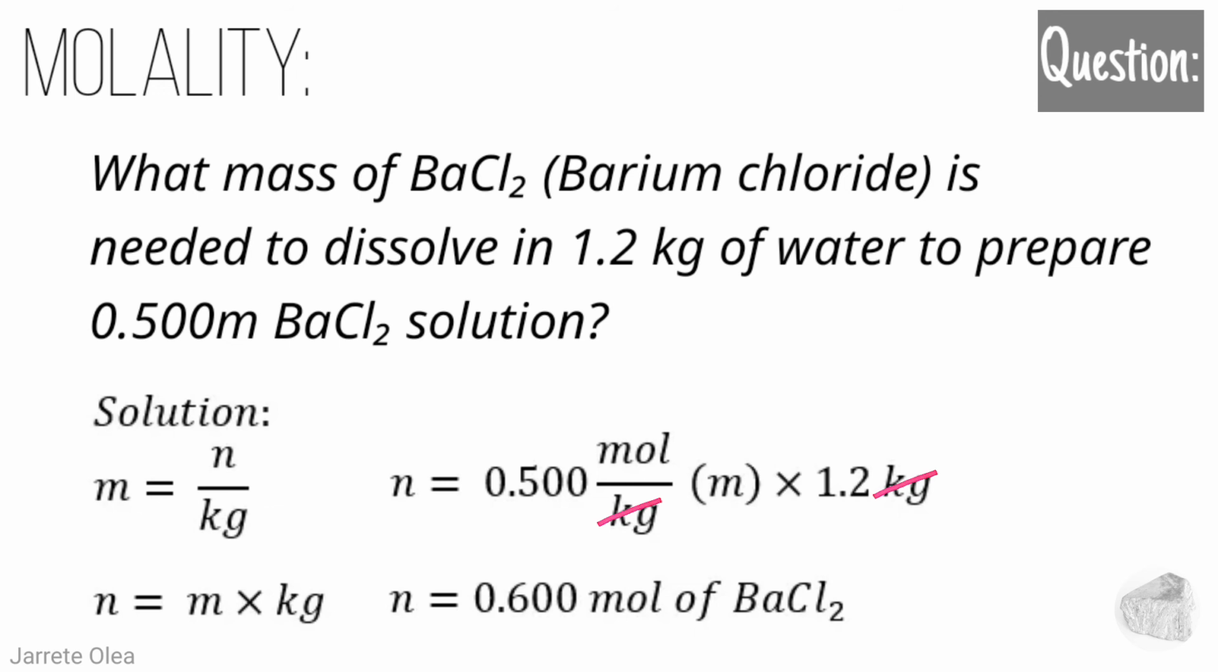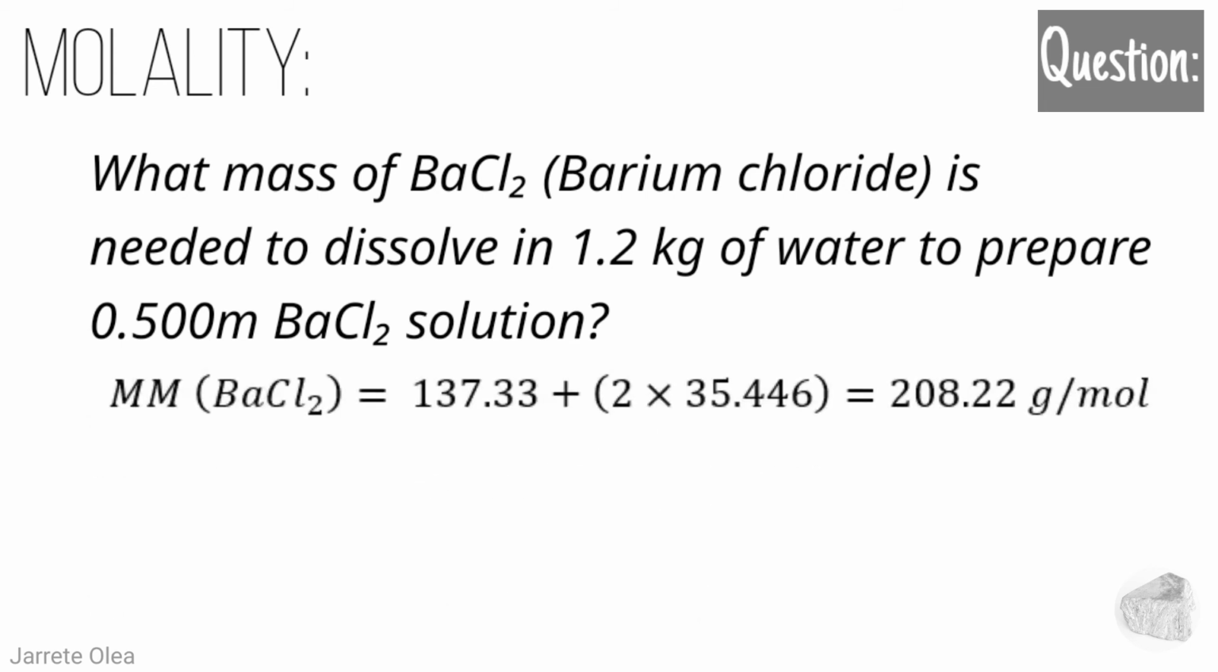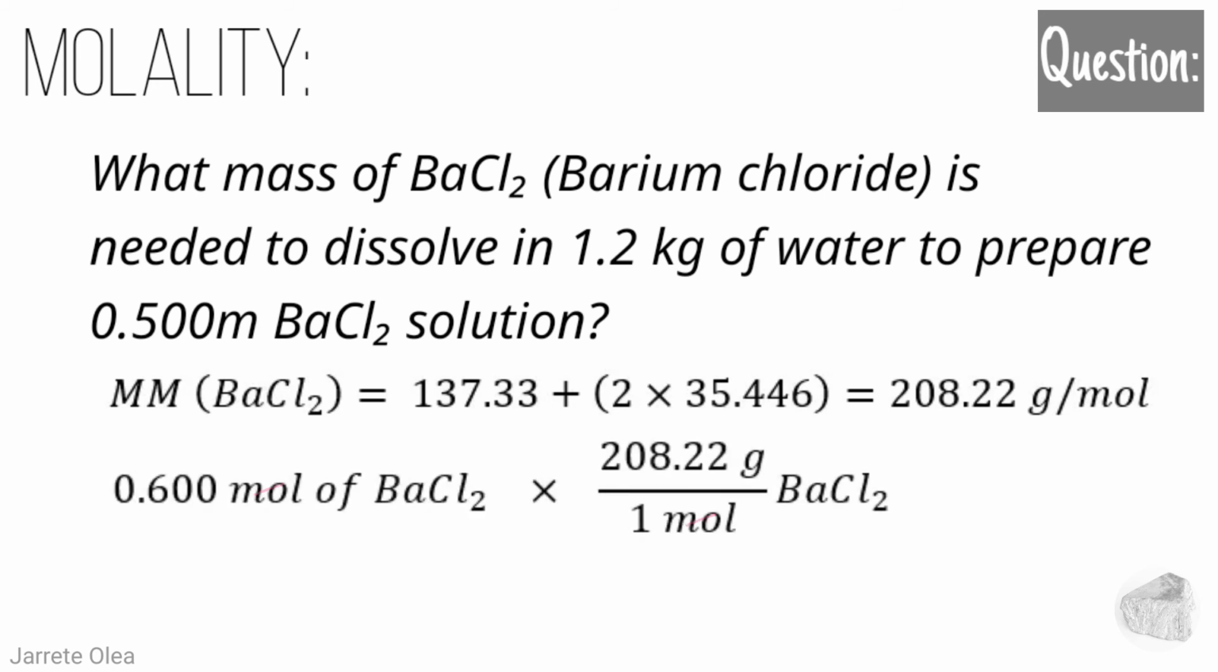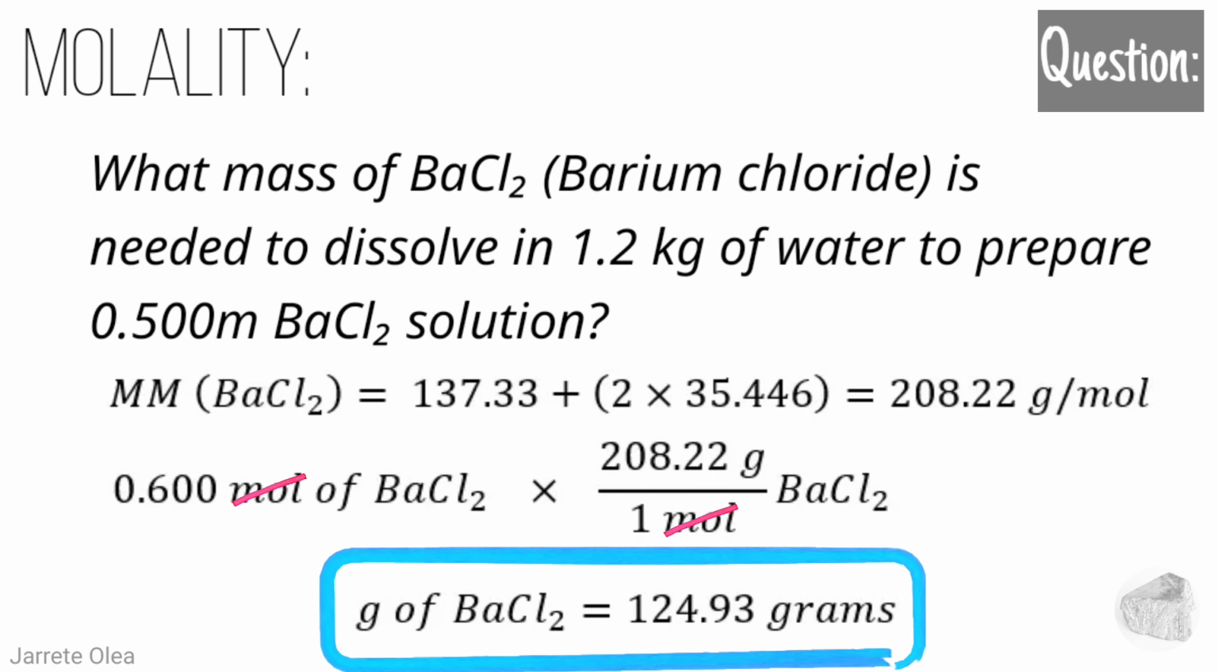Now, we can convert moles to grams via the factor of the molar mass of barium chloride at 208.22 grams per mole. Multiplying this, we can cancel the mole units and condense into 124.93 grams of barium chloride.